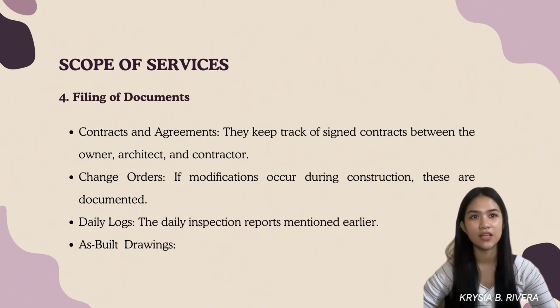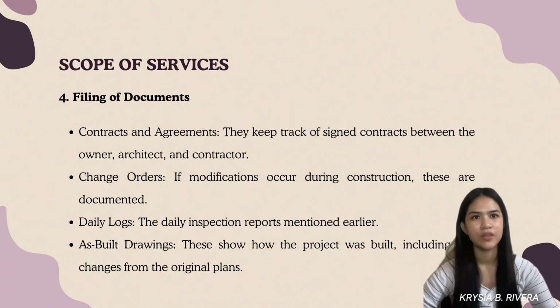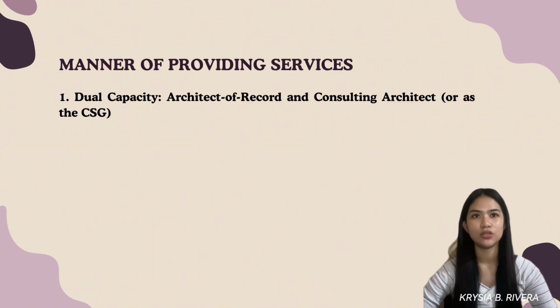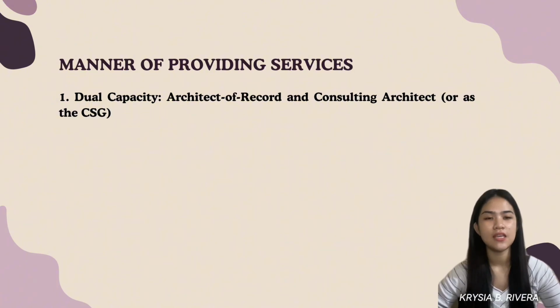So the daily logs, the daily inspection reports mentioned earlier. As-built drawings show how the project was built, including any changes from the original plans. Next, we have the manner of providing services. Number 1 is the dual capacity, the architect of record and consulting architect, or the CSG.